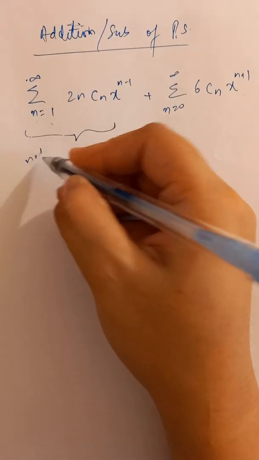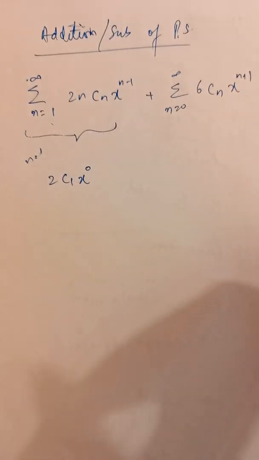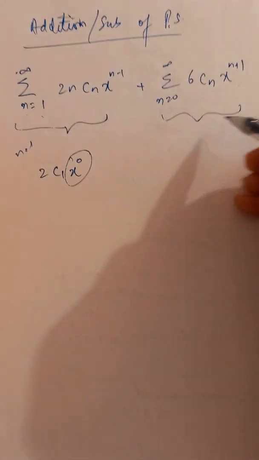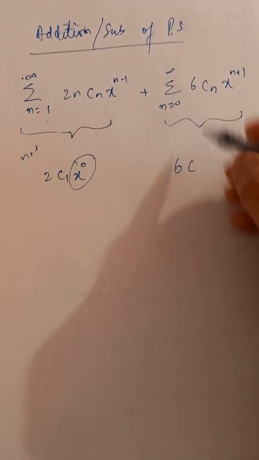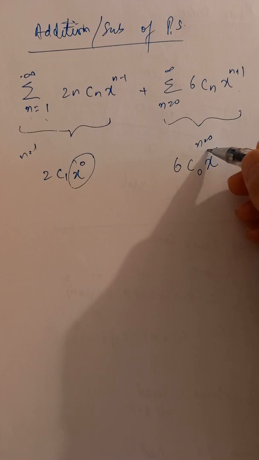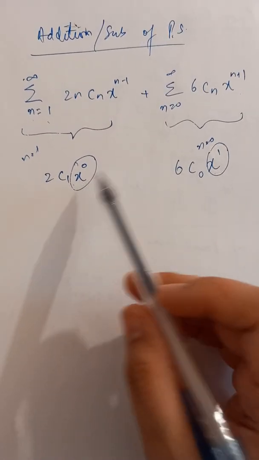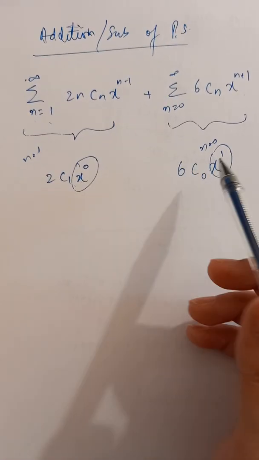So if we put n equals to 0 over here, what do we get? c1 x power 0, right? So we have x power 0 over here, and if we open this one up, we just need the first term. So in the first term, what do we get? Here we put n equals to 0, so 6 c naught x power 1. So we are having x power 1 over here. So these powers should match. If they're not the same, we have to make them the same.